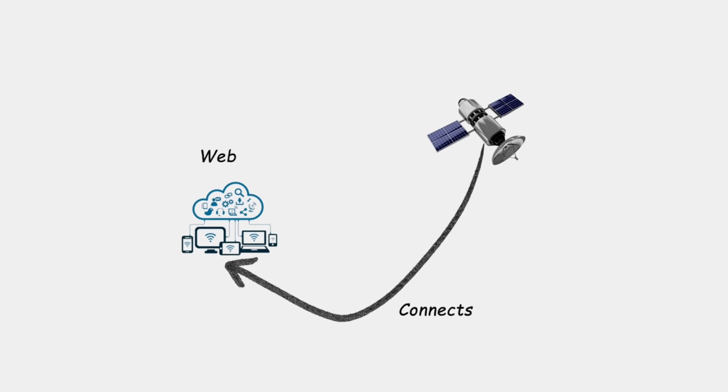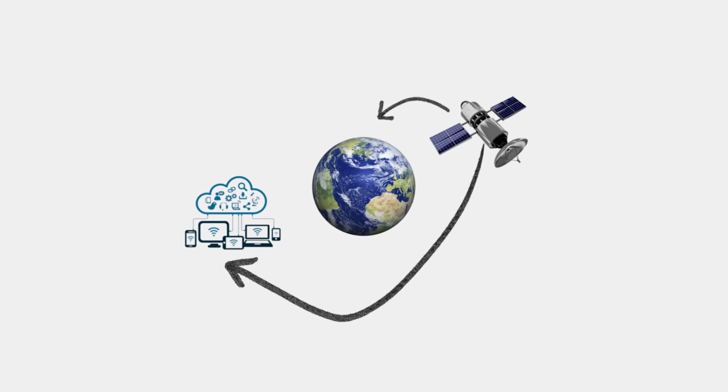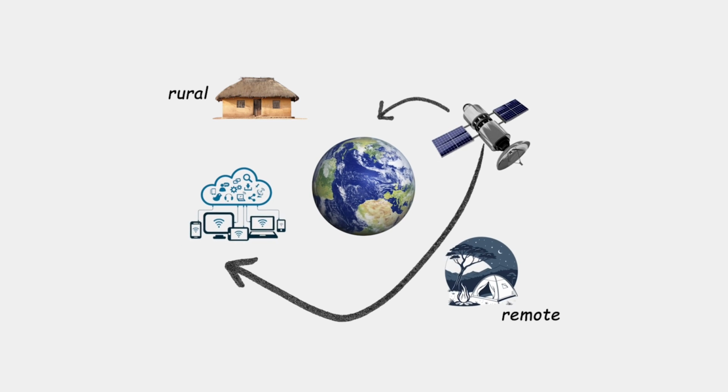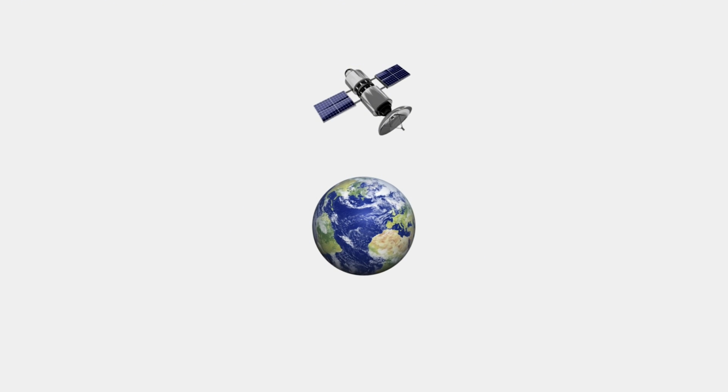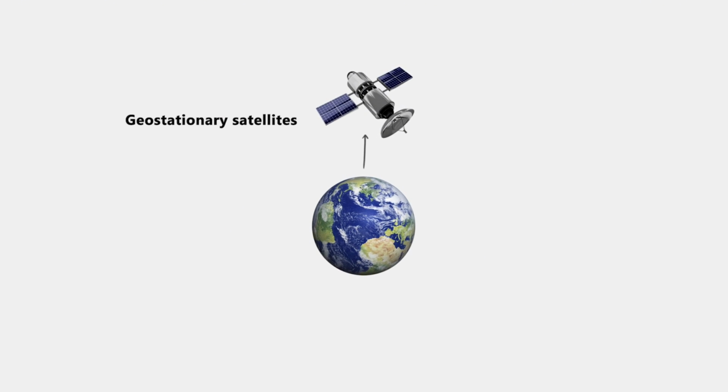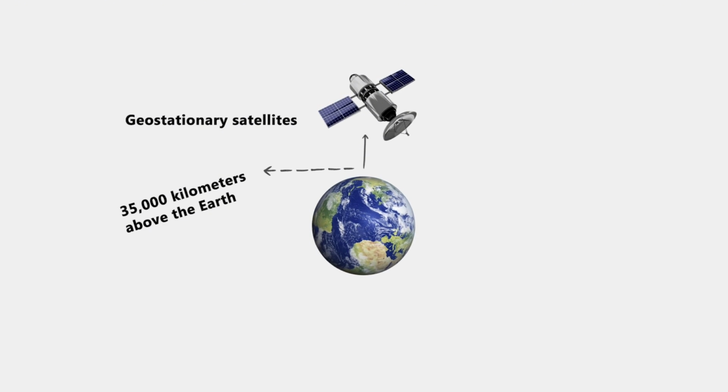However, it also requires a dense infrastructure of small cell towers, especially in urban environments. Satellite Internet. Satellite internet connects you to the web using satellites orbiting Earth. It's ideal for rural or remote areas where fiber or cable lines don't reach. Traditional satellite systems use geostationary satellites positioned around 35,000 kilometers above the Earth.